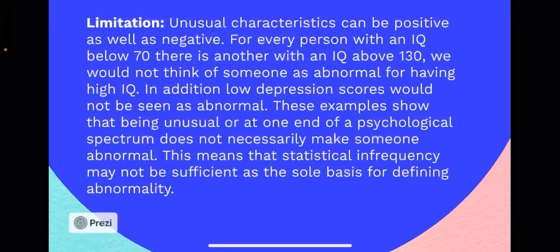A limitation. Unusual characteristics can be positive as well as negative. For every person with an IQ below 70, there's another with an IQ above 130. And we would not think of someone as abnormal for having a high IQ. In addition, low depression scores would not be seen as abnormal. These examples show that being unusual or at one end of a psychological spectrum does not necessarily make someone abnormal. It means that statistical infrequency may not be sufficient as the sole basis for defining abnormality.